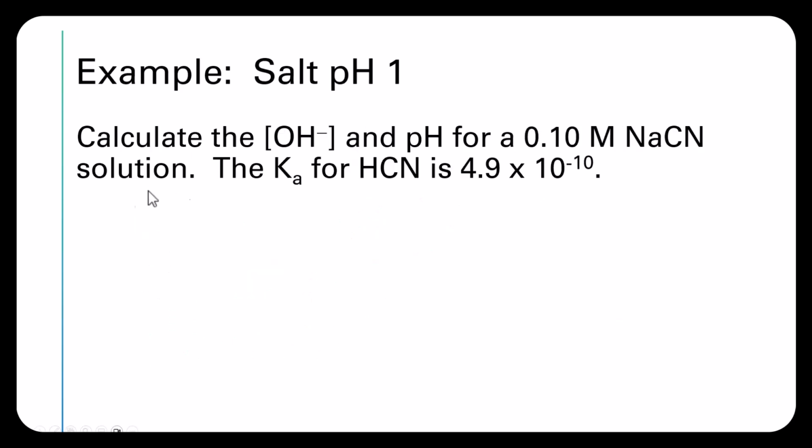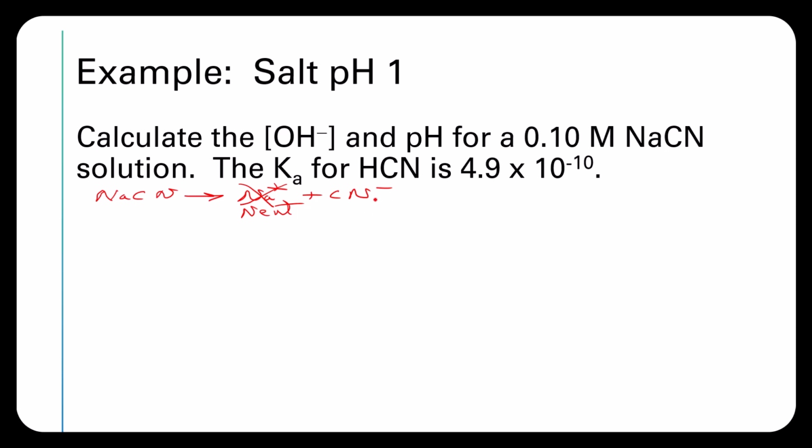Salt pH 1. Calculate the hydroxide and pH for a 0.1 molar solution of sodium cyanide. So first of all, let's ask the question, is this an acidic, basic, or neutral salt? Well, let's do what we're supposed to do. Let's dissociate it. So that's sodium cyanide. We get some sodium cation and some cyanide anion. Let's just go ahead and eliminate the sodium cation. We've just talked about it ad infinitum. You know it's neutral.